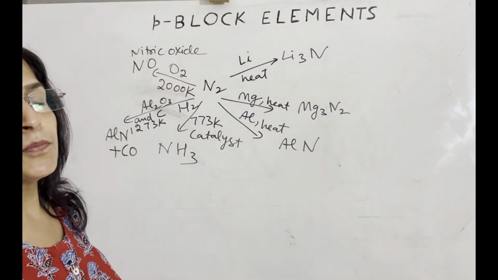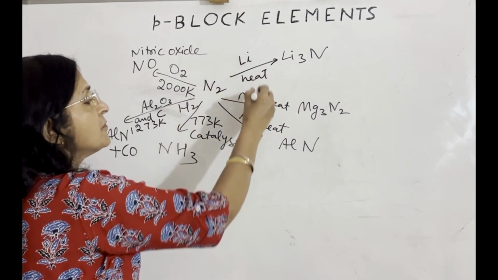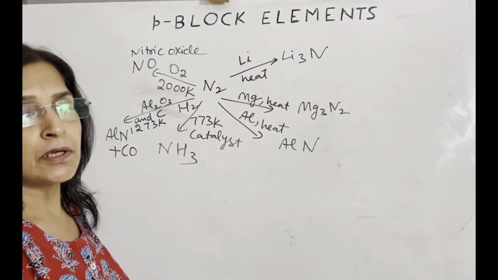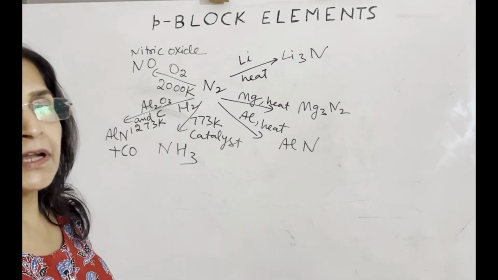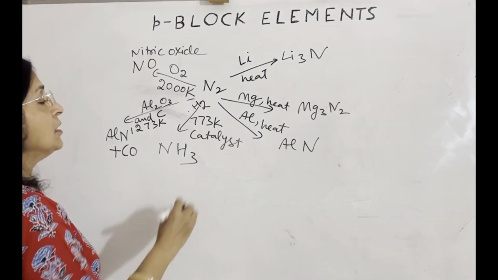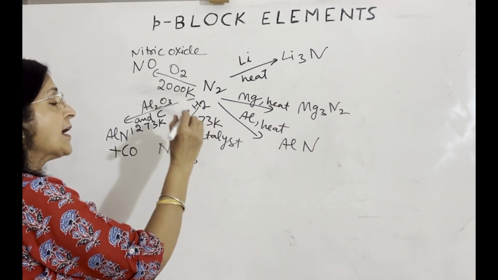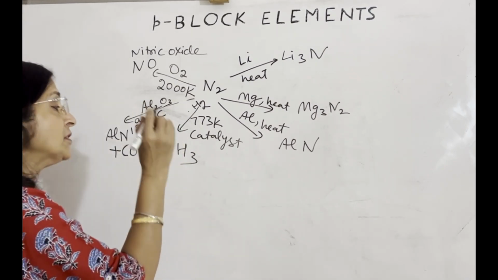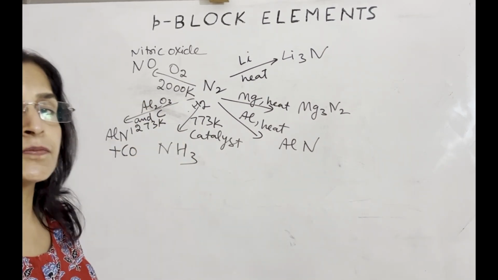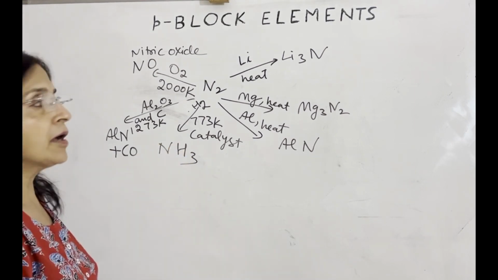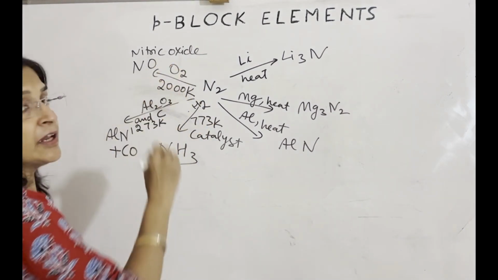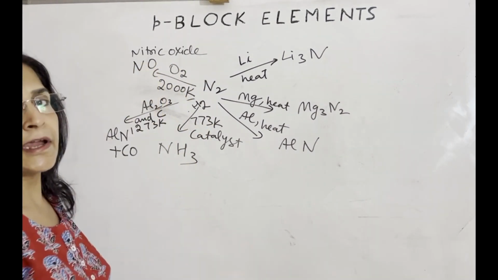These are the chemical properties of nitrogen. Reaction with metals. These all are metals. Nitrogen reacts with metals and forms nitrides. Nitrogen reacts with hydrogen at 773 Kelvin in the presence of catalyst. This is Haber's process to give ammonia. Nitrogen reacts with oxygen at very high temperature and nitric oxide forms.